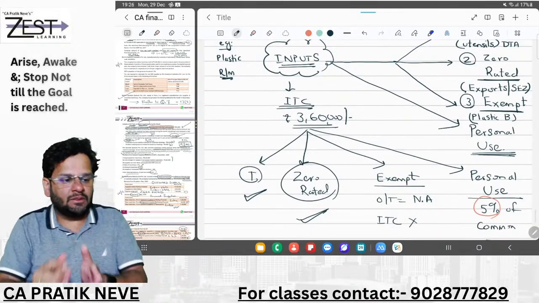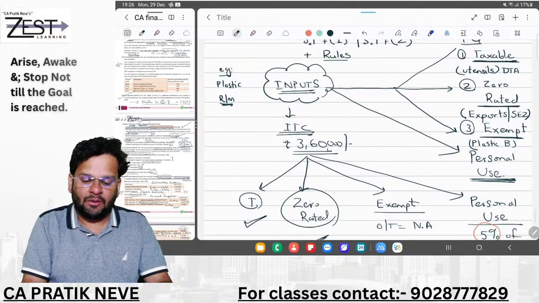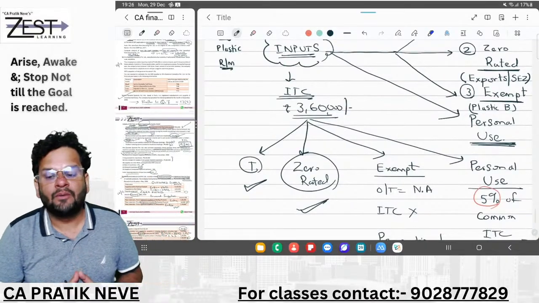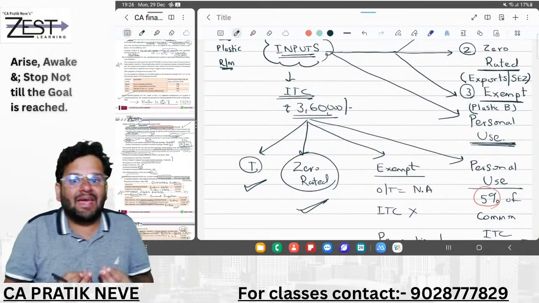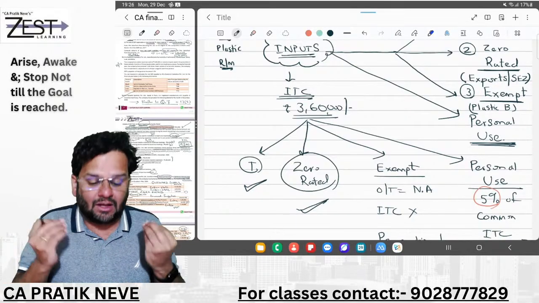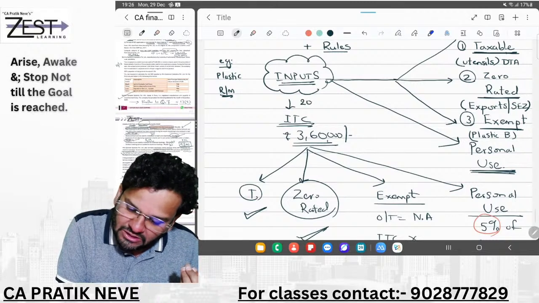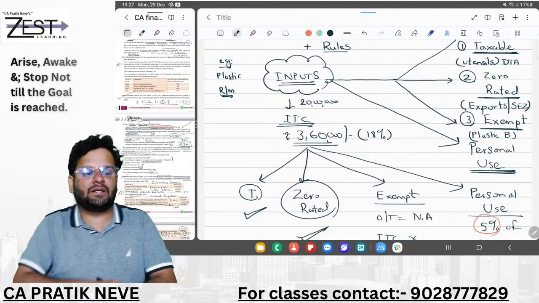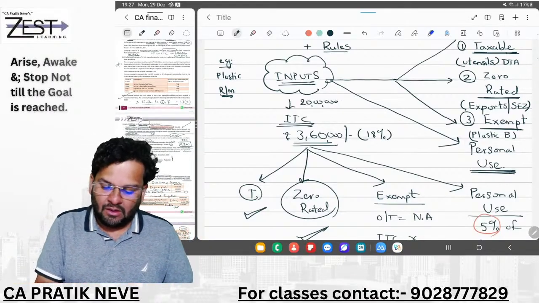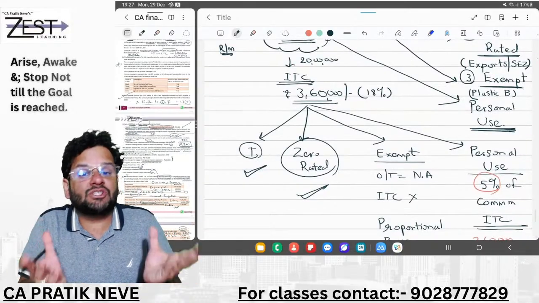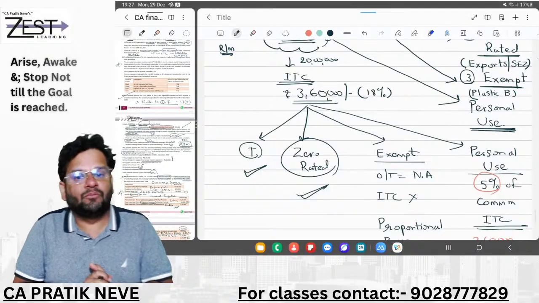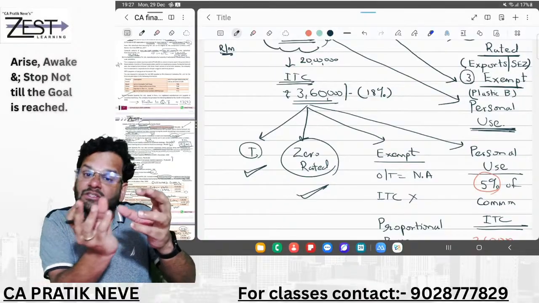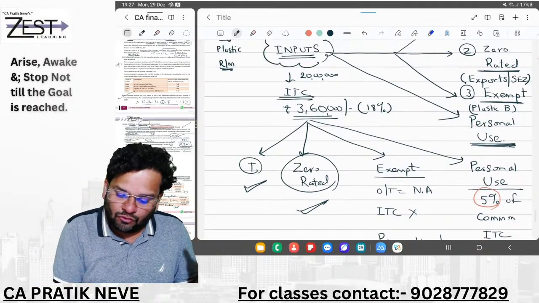Okay, as well as some inputs are used for personal use. Now, suppose on these inputs there is an ITC of 3,60,000. Very obviously, you can't claim the entire ITC of 3,60,000. The inputs which you purchased were of 20 lakh rupees, and on that GST is 18%, that is 3,60,000. So of 3,60,000, how much ITC can you take?